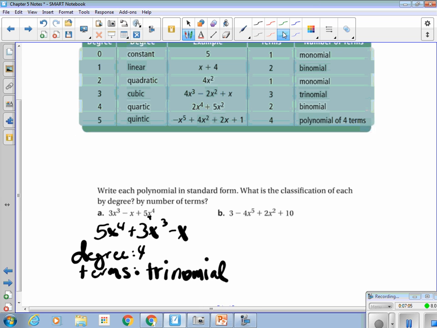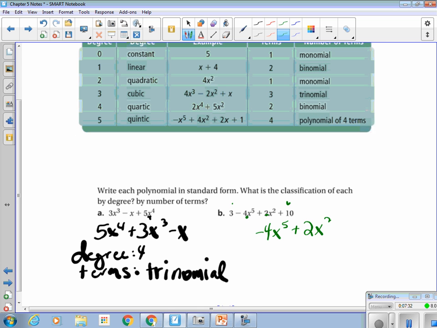Okay, so for this one, we would go 4x to the 5th is the highest degree. It has a negative on the front, so don't forget to include it. Because if you type this in when you're doing your formative assessment and you forget the negative, it will be marked wrong. The next highest is this 2x squared.